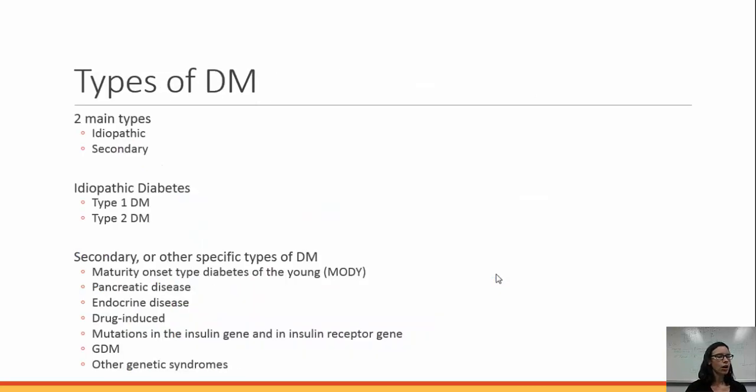Okay, so we have a couple of types of diabetes mellitus. We have idiopathic and secondary. The idiopathic diabetes are the ones that we think of traditionally, type 1 and type 2. Secondary are usually that diabetes is initiated secondary to another condition, though it's not completely clear for all of the ones that we'll talk about.